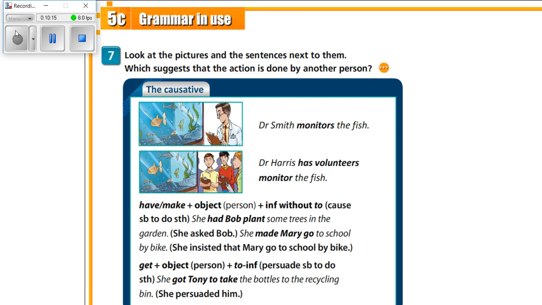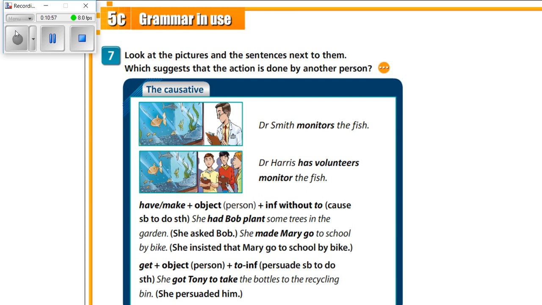The form: have or make plus object, which is the person, plus infinitive without "to", to cause somebody to do something. So this means cause somebody to do something, that I force you to do this. She had Bob plant some trees in the garden. She asked Bob to do this. She made Mary go to school by bike. She insisted that Mary go to school by bike. So had or have means to ask someone to do something, and made or make means to insist that somebody do something.